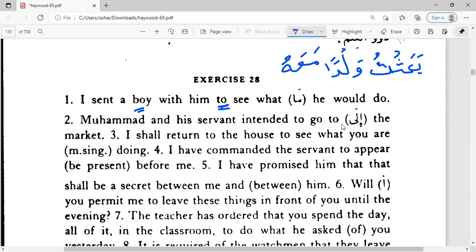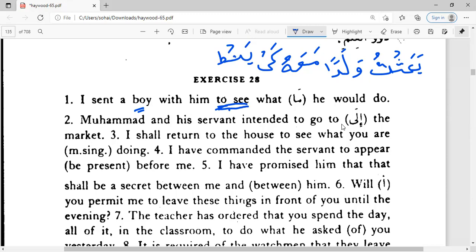To see. To see is yanduru, nadara is to see. Yeah. I sent a boy with him to see. You could say it in order to see. How do you say that? In order, kai. We say kai in order to, yes. We could use that, or we could use li.